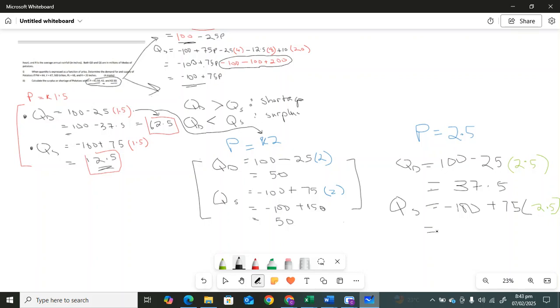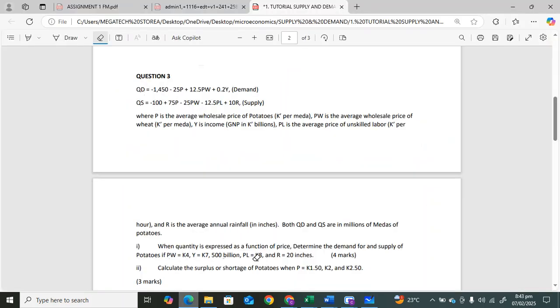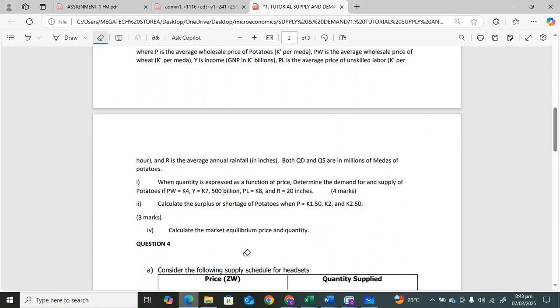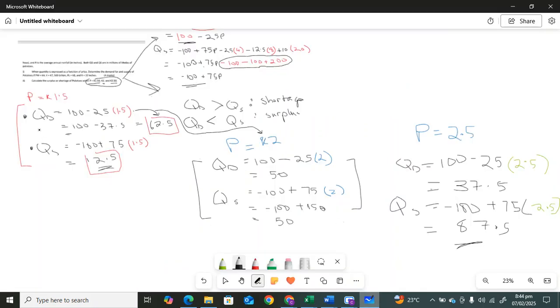But we can see that the supply has increased and is exceeding the demand. So here we have a surplus now. Now this part here, part four, calculate the equilibrium price and quantity. You're just equating these two functions here. This 100 minus 25p equals negative 100 plus 75p. So let's solve now. Let me see if we've understood. So let's calculate the equilibrium.